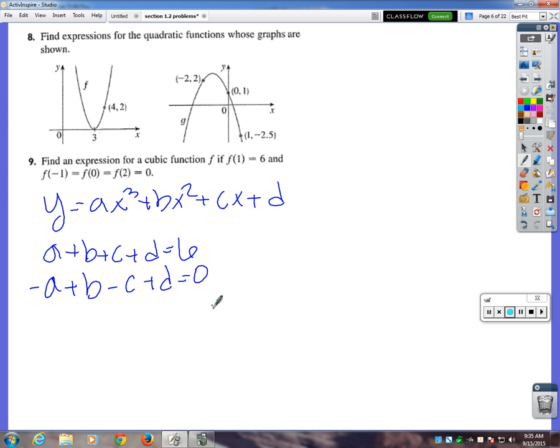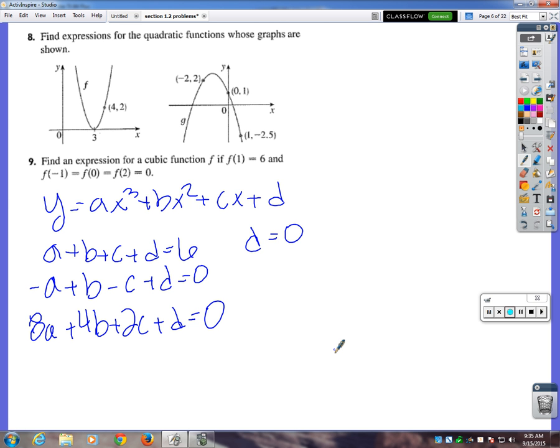And then if I plug in 0, that's easy. All of these are gone. So what they just told me is that d equals 0. So that's going to make my life easier in a minute. And then if I plug in 2 to all of these, I get 8a plus 4b plus 2c plus d equals 0.